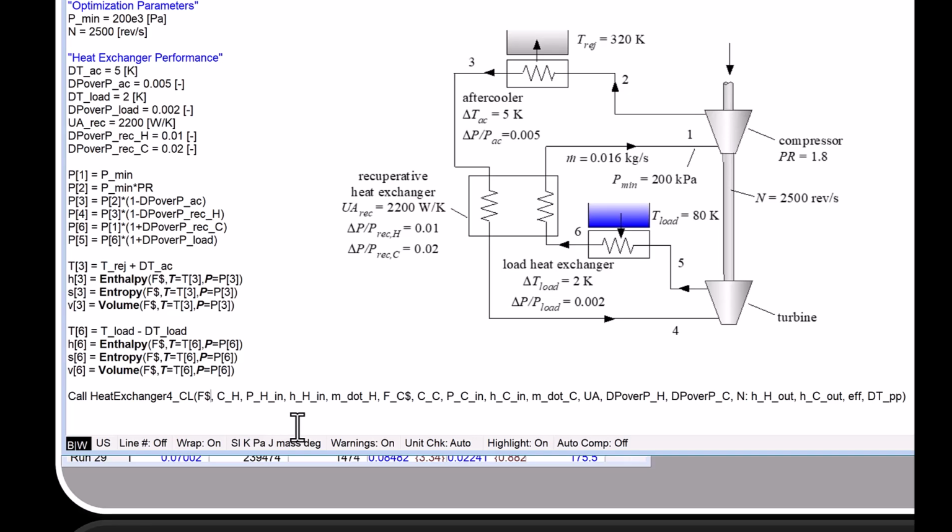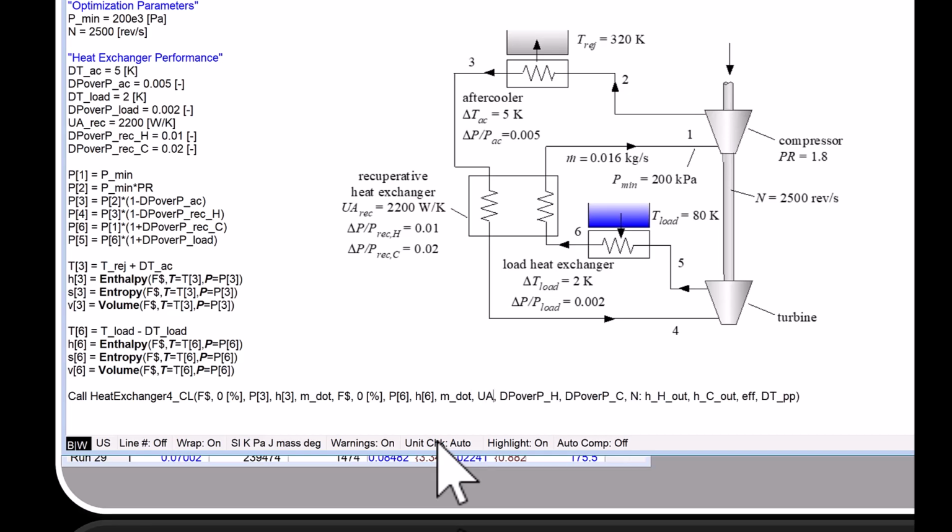So both sides, the hot and the cold side, are neon, so those are both F dollar. This CH is concentration, which would be only something I would need if I were using a brine. So these concentrations I can set to basically anything, but I'll set them to 0%. And then I have pH in. So let's see, this must be coming out of the aftercooler, so I think this is P3, and HH in, this is H3, and this is M dot, and then PC in is coming out of the load, so this must be P6, and this is H6, and this is also M dot. Both sides have the same flow rate.